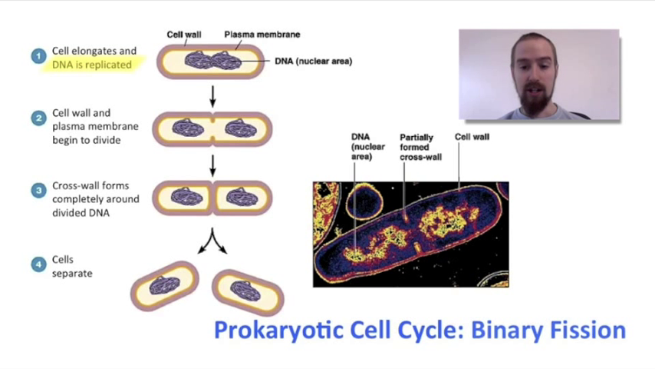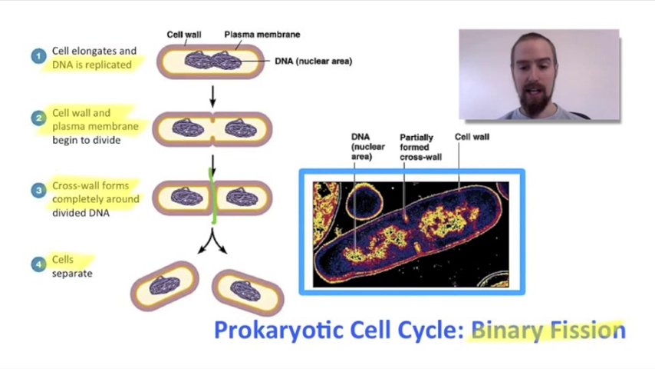After DNA replication, the cell wall and membrane of this prokaryote begins to divide until a cross wall forms completely around the divided DNA. The two new cells separate, and the process begins again. In prokaryotes, this process is called binary fission, literally the splitting of 1 into 2. And we can see a snapshot of this process here in this electron micrograph of a bacterium.